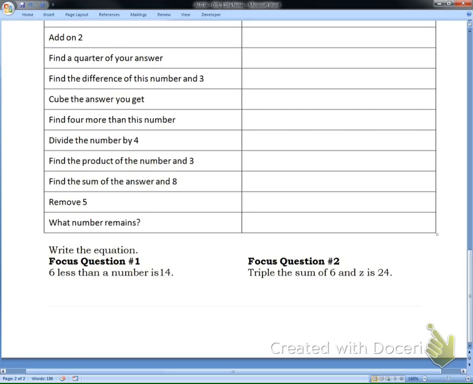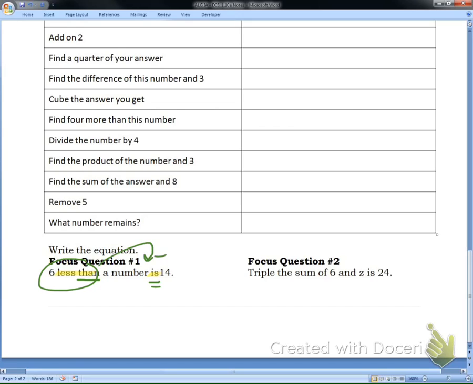First thing you'll do is look for those key words. Do you see any there? Hopefully you recognize less than, and notice that it's not just less, it's less than, so that's going to mean something. And you see the word is.